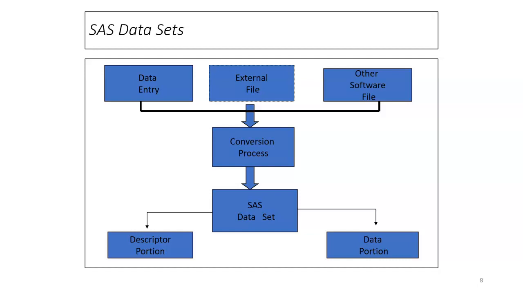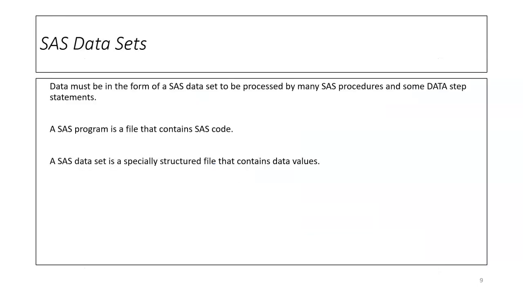So observations are generally rows and variables are generally columns. We can view the variable names and the observations in the data portion, with an obs column, that is the observation column. Now, data must be in the form of a SAS dataset to be processed by many SAS procedures.